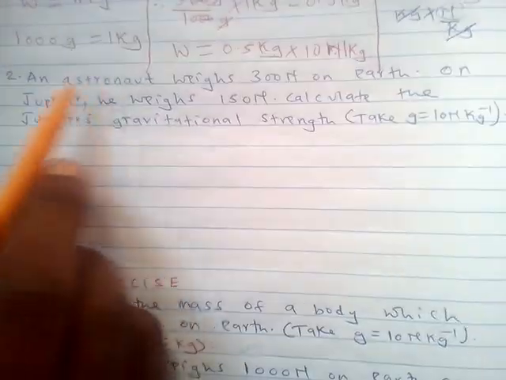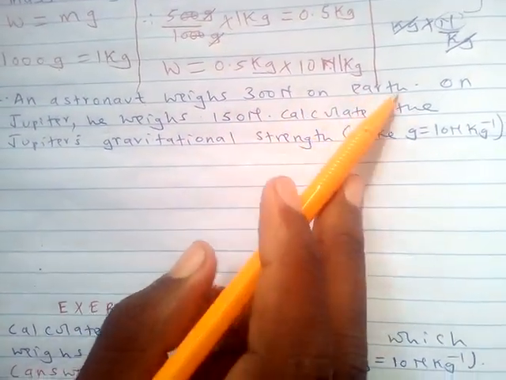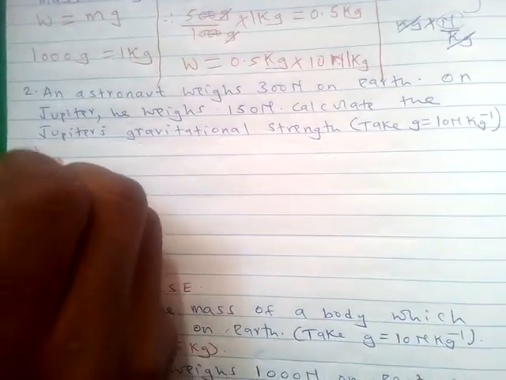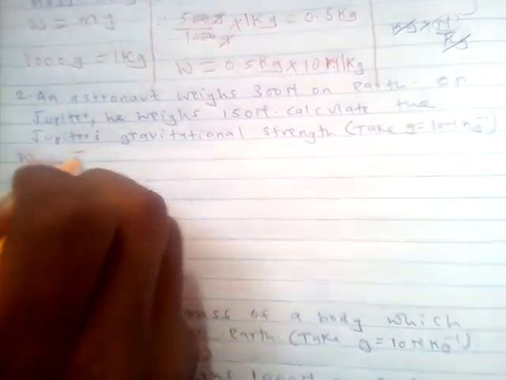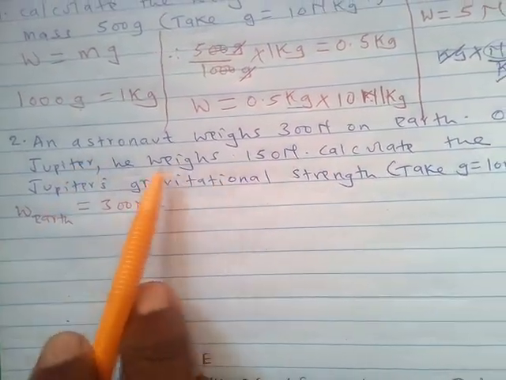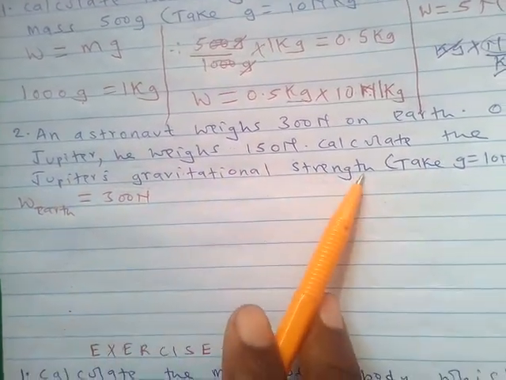We look at another example here which reads, an astronaut weighs 300 Newton on Earth. So this is the weight of that person on Earth, W Earth. So W Earth is equal to 300 Newton. On Jupiter, he weighs 150 Newton. Calculate the Jupiter gravitational strength.